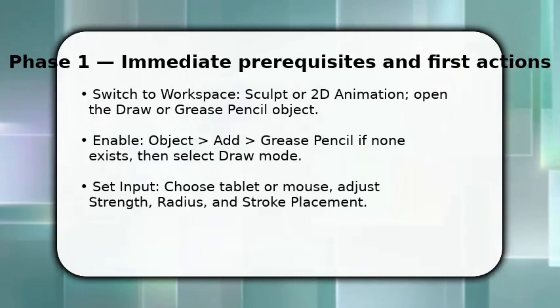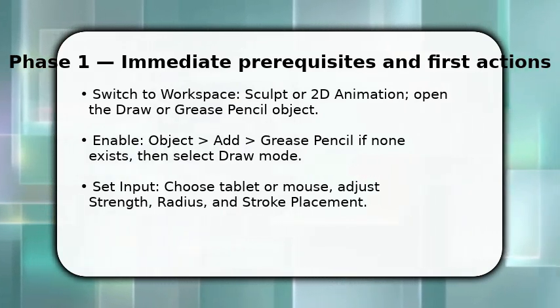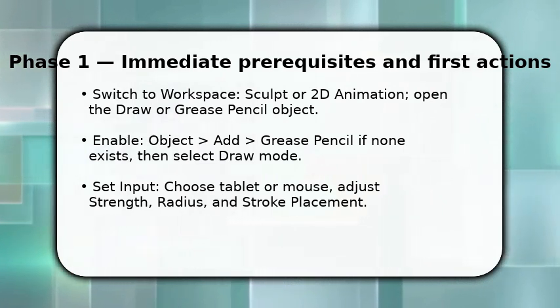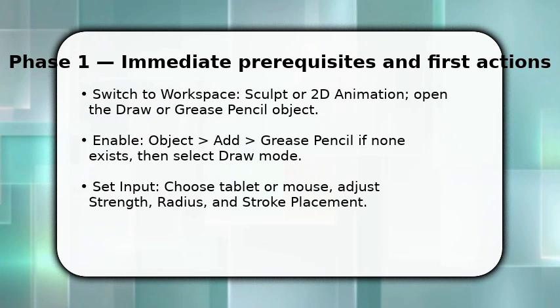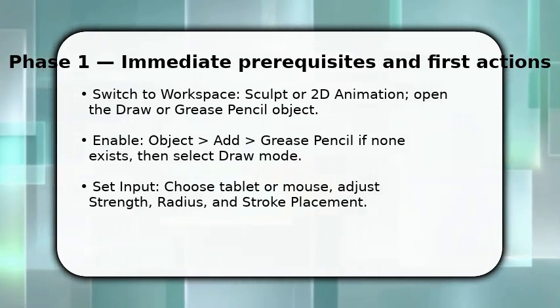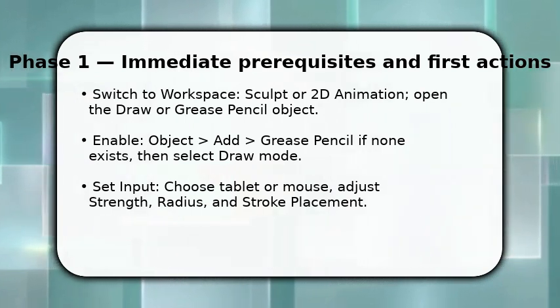You begin by opening the grease pencil or a 2D workspace so you can draw immediately. Select or add a grease pencil object. Once done, enter draw mode and pick your tool, pencil, pen, or marker for the stroke style you want. Make sure to set stroke placement to surface or cursor depending on whether you follow 3D meshes.